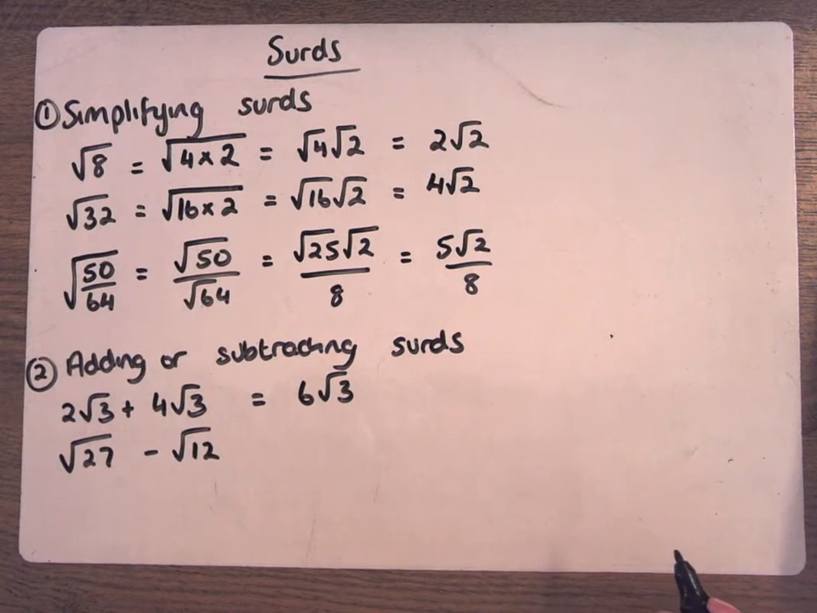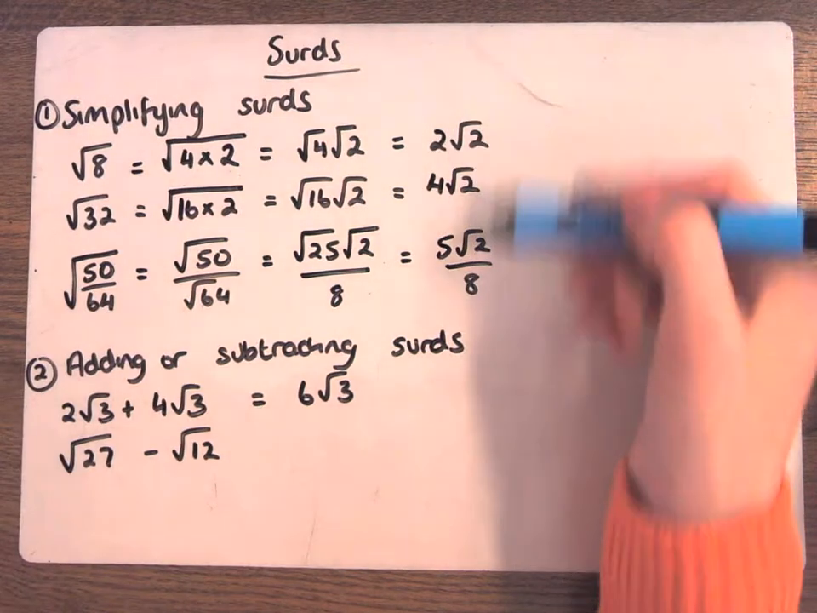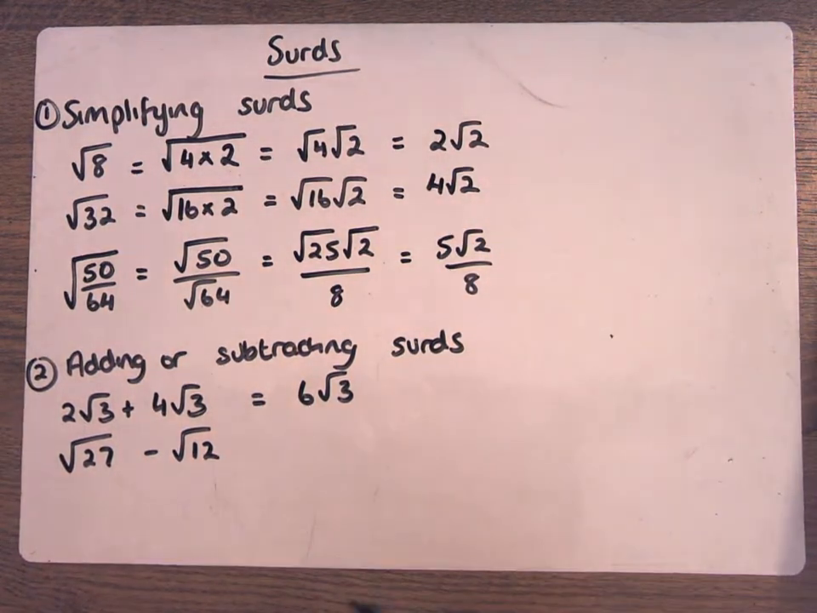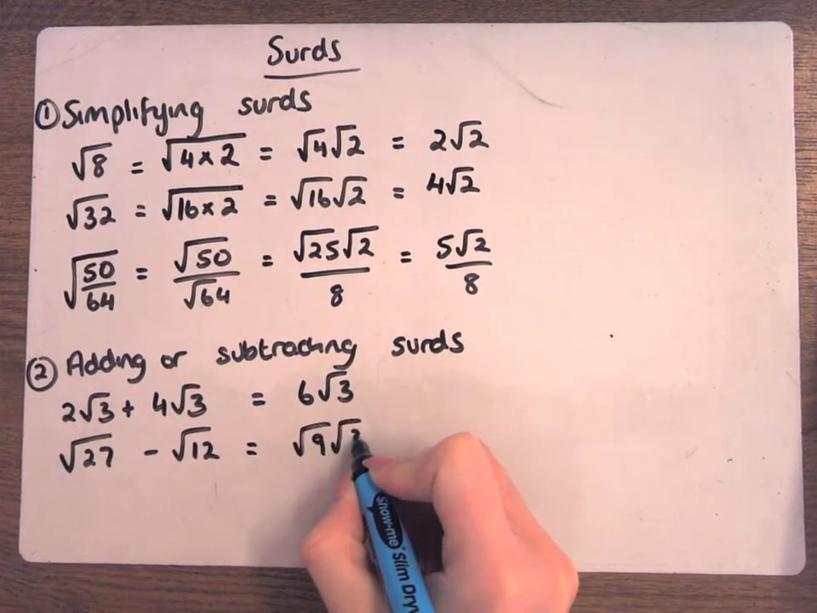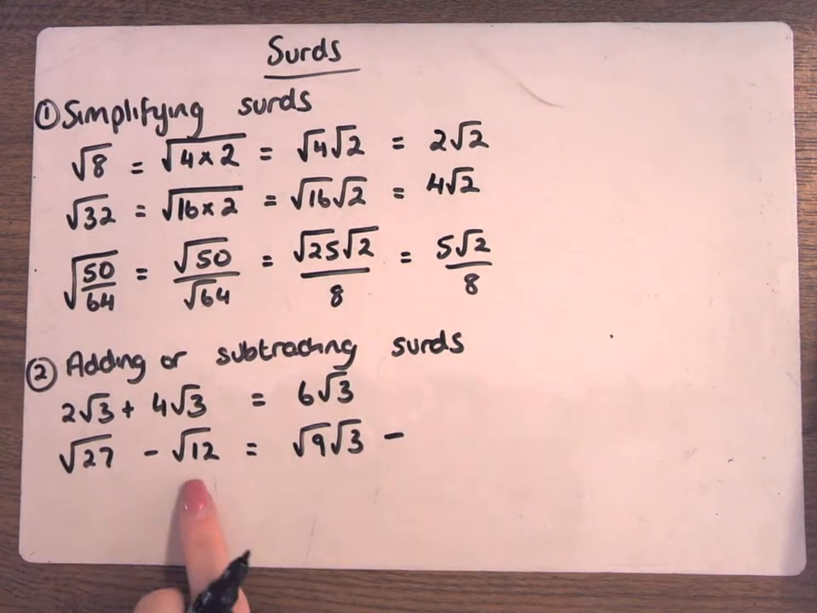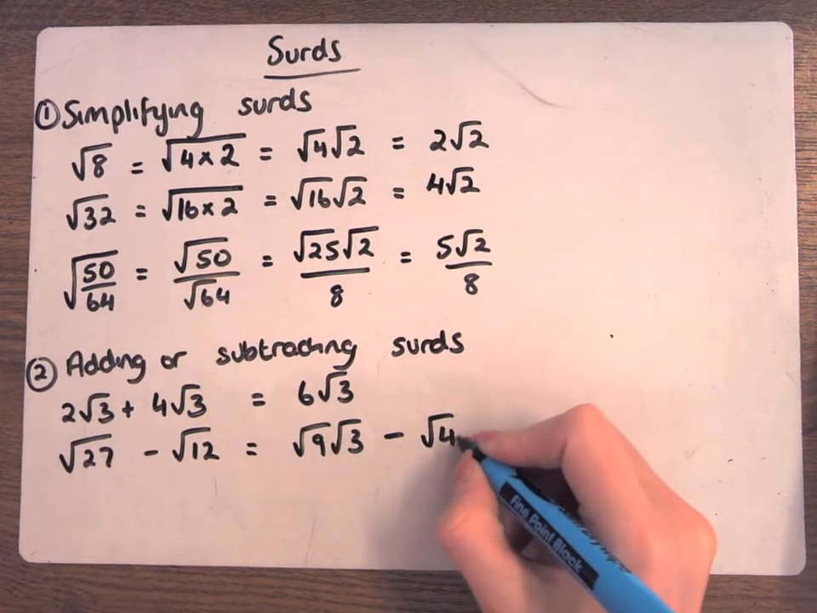Root 27 minus root 12. I can't do anything with that because they're different square roots. But let's see if we can work with 27 and simplify it like up here. Work with 12 and simplify it like up here. So what's the biggest square number that goes into 27? 9. 9 what gives me 27? 3's. So that's square root 9 square root 3. And what's the biggest square number that goes into 12? 4. So that's square root 4 by square root 3.